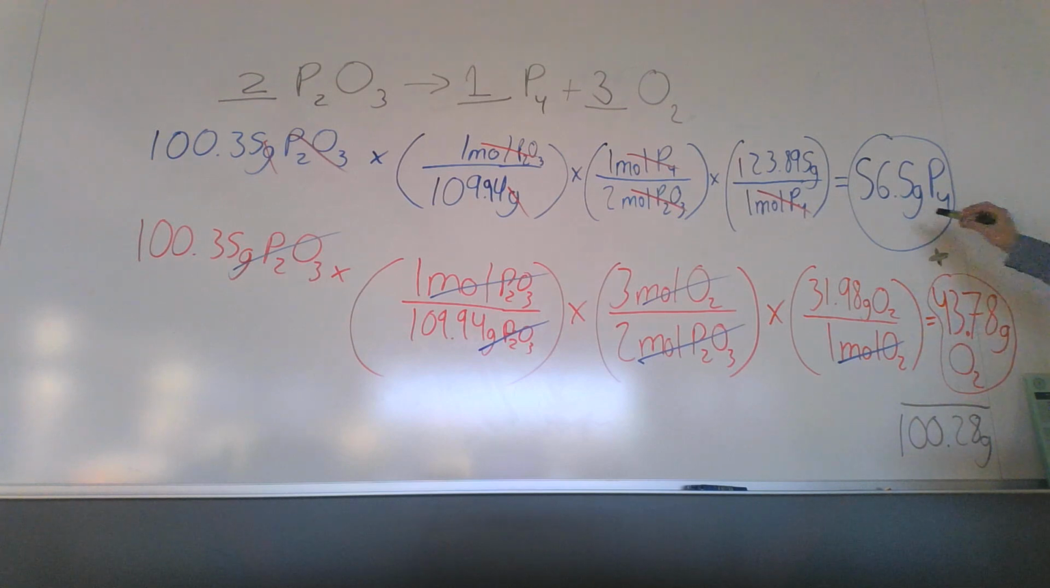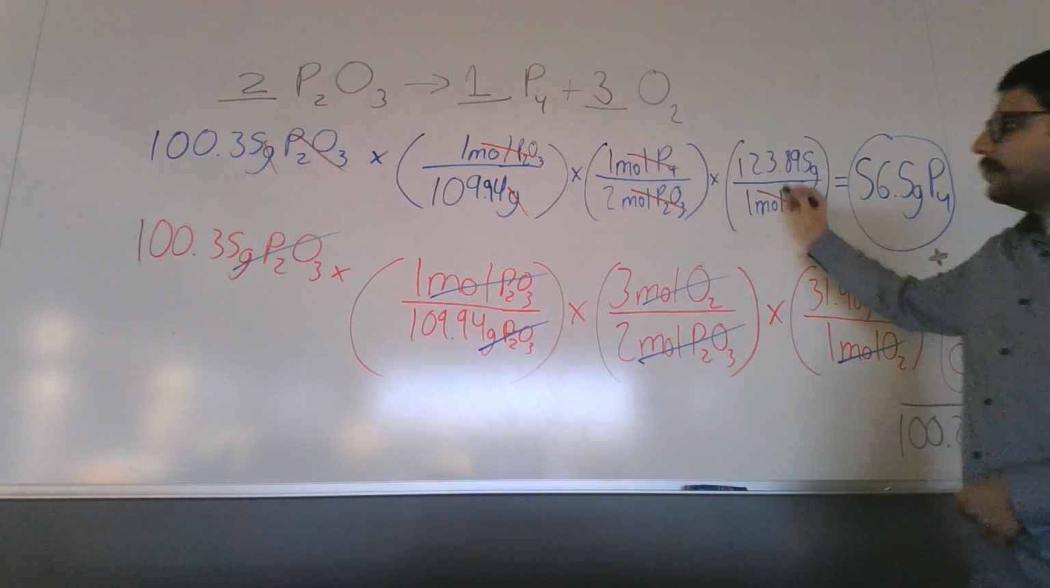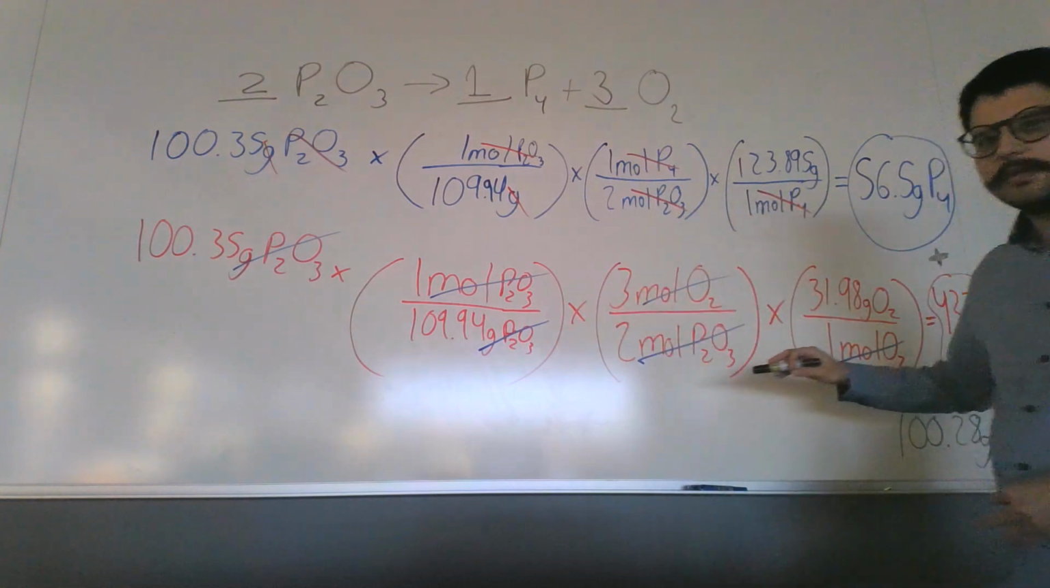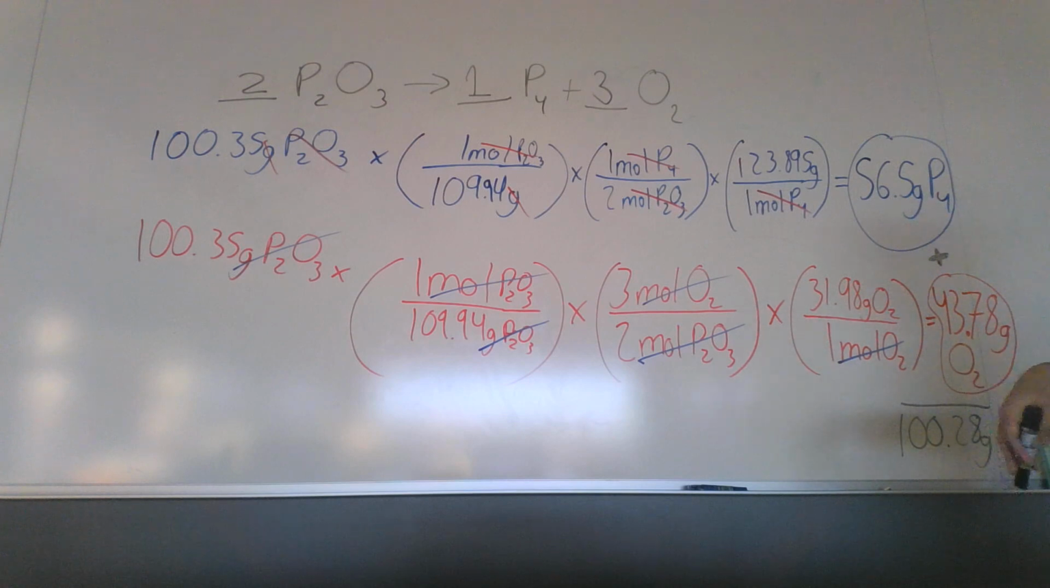Just one more thing. This is just grams of P4, just grams of O2. Sometimes I see some people label it grams per mole, but we're no longer using molar mass here. We only use molar mass for the conversion factors. That's gram per mole, but the moles cancel out to find the grams.